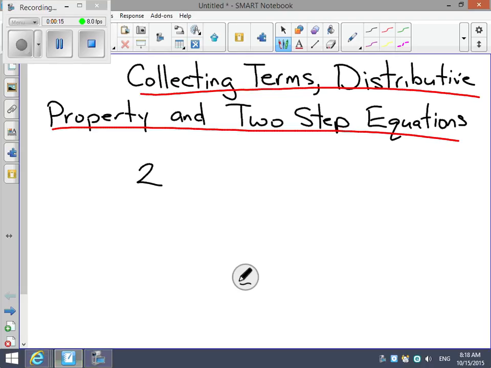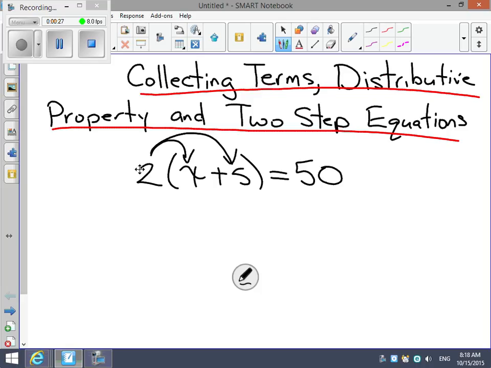So yesterday we did something like 2(x + 5) equals, let's say, 50. And we know the first thing we have to do with the distributive property is put those arrows in to show multiplication. 2 times x is 2x. 2 times 5 is 10. There are 2 arrows, so it means you're multiplying by each, equals 50.